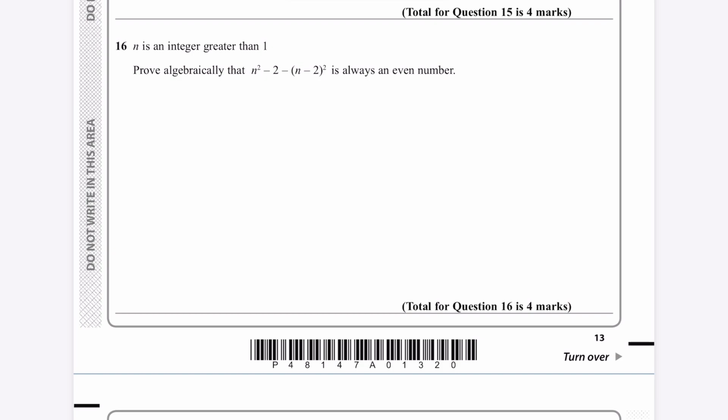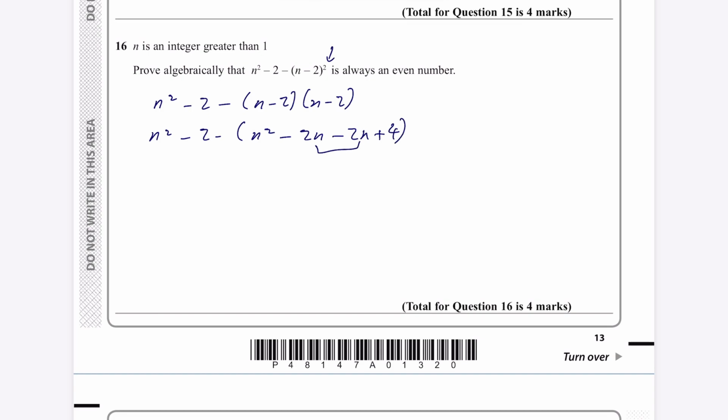So a little hint here, whenever you're given something like this, always expand it out. So even if you don't know where to start, so that's going to be n minus 2, n minus 2. Let's expand that out. So that's n squared minus 2 minus, keep the brackets in, so that'll be n squared minus 2n plus 4. You can collect these two like terms, so that becomes n squared minus 4n plus 4.